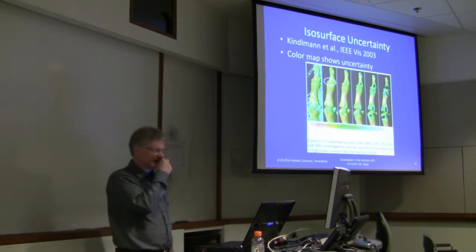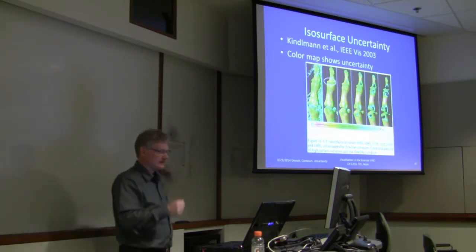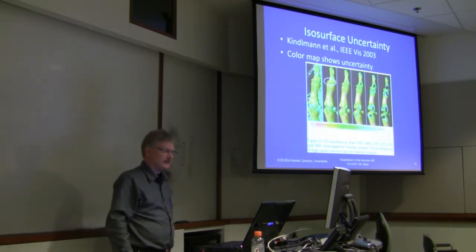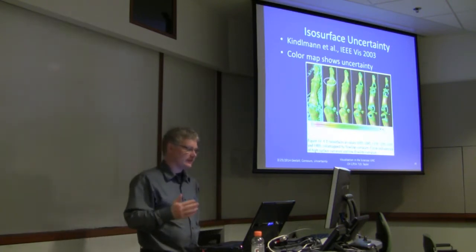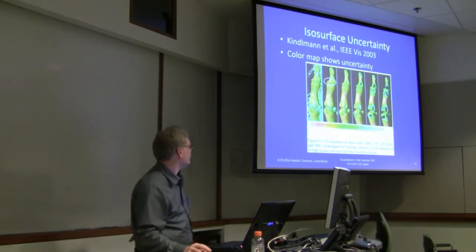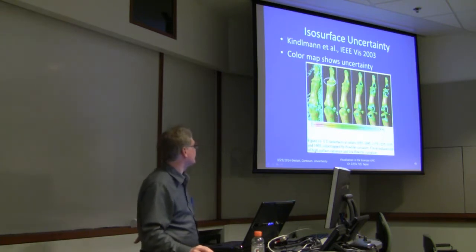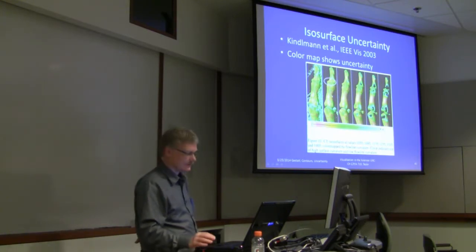All right, so this is trying to understand isosurface uncertainty, basically using a color map to show uncertainty extrinsically. And so these are the isosurfaces for different threshold values. You can see how much it varies as you vary the threshold just a little bit. And so the areas that vary more are going to have a higher uncertainty in the display.